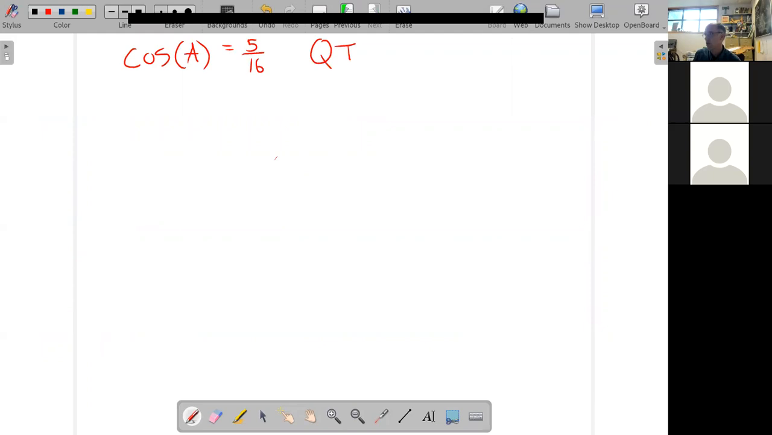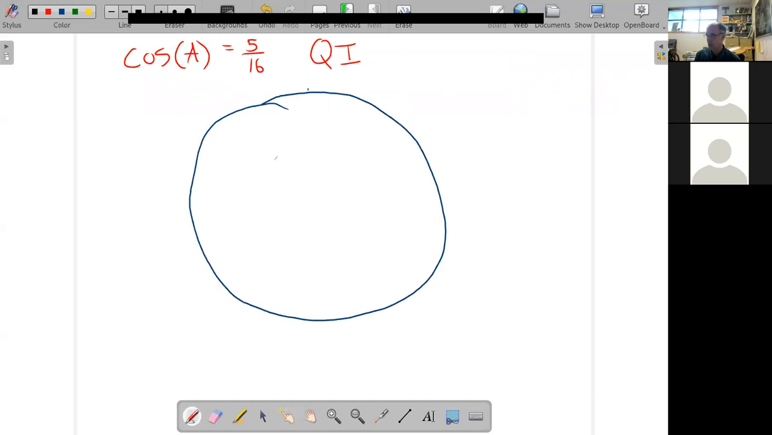So in quadrant one. And we're asked to extend that into another quadrant with some information. So I'm going to draw the whole circle. So let's see, cosine is an x value, 5/16. 4/16 would be a quarter. So that's about a half, that's about a quarter. 5/16 should be around here, I think. Right there. So then if I go up, dot, dot, dot.